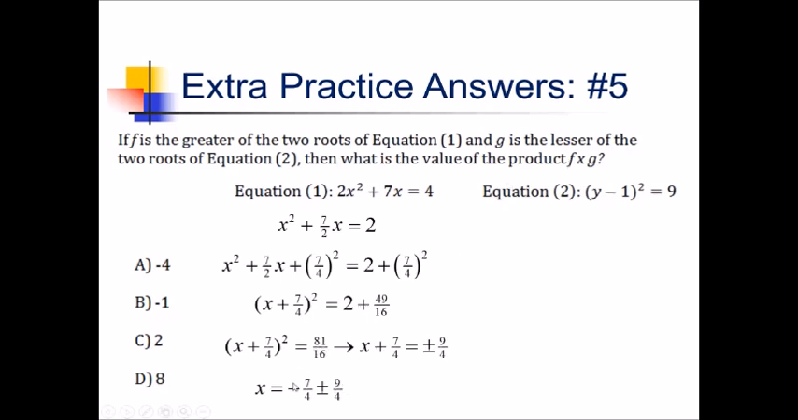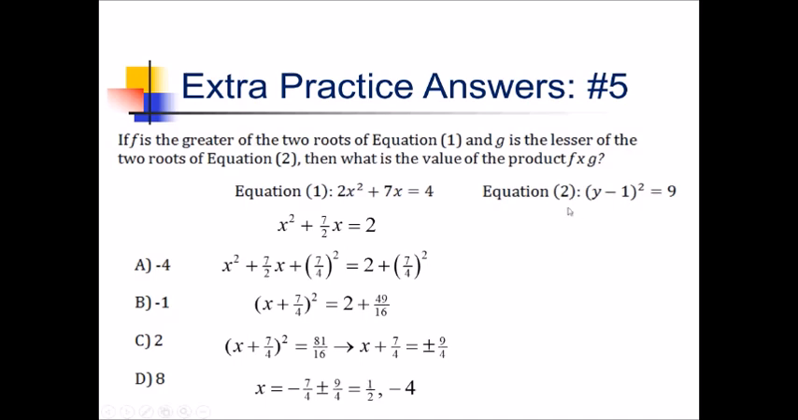So we have negative 7 plus 9 over 4. That's 2 over 4, which I can reduce to 1/2. We also have negative 7 minus 9 over 4. That's negative 16 over 4, which we can reduce to negative 4. So those are our two possible values for f. And they said they wanted the greater of those. So just moving forward, we're going to take 1/2 because that's bigger, that's more positive than negative 4.